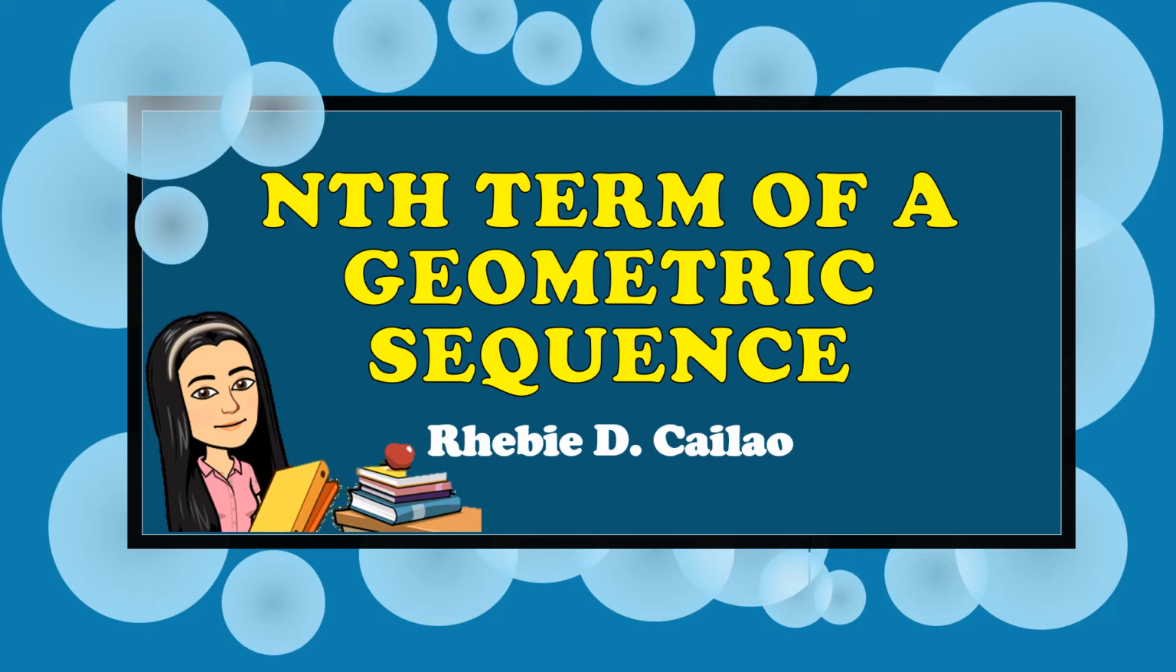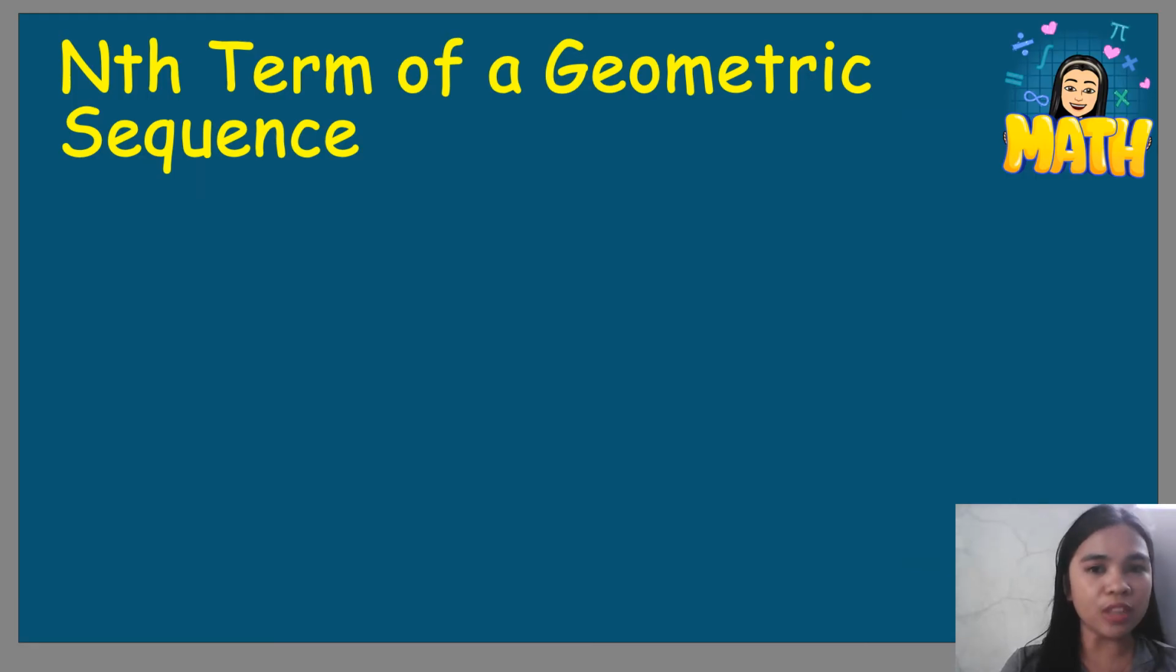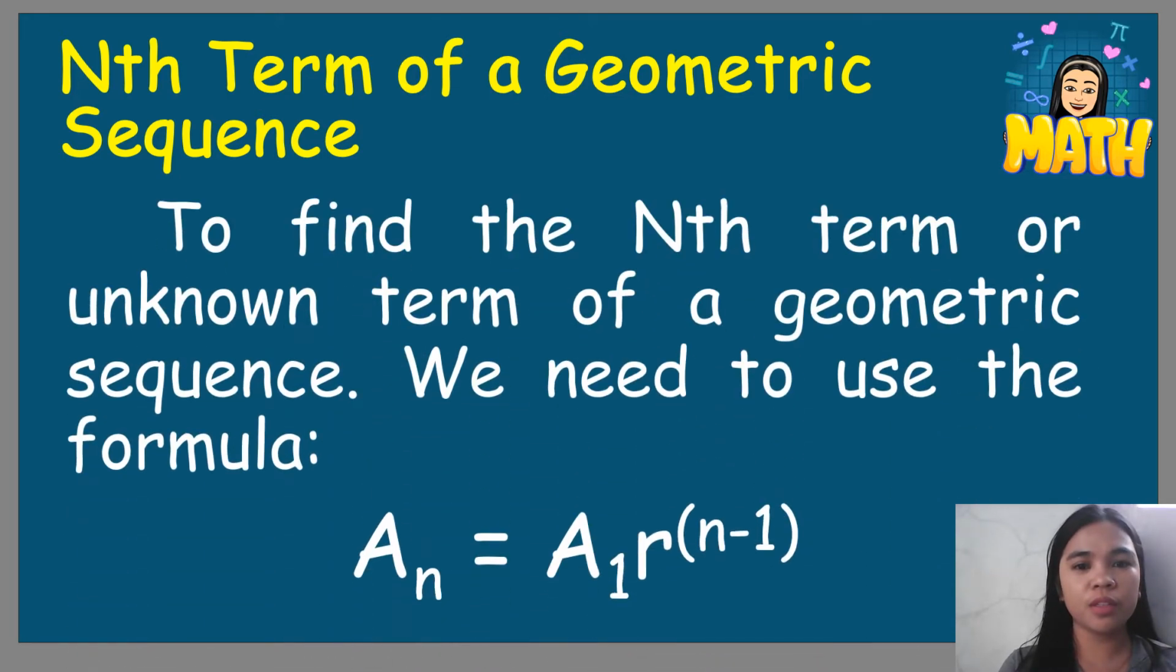Ngayon naman ituturo ko sa inyo kung paano kuhanin yung end term ng isang geometric sequence. Sa pagkuha ng end term ng isang geometric sequence, pwede natin gamitin itong formula na ito. So, a sub n is equal to a sub 1 times r raised to n minus 1. Kung saan yung a sub n is yung ating unknown term at yung a sub 1 naman is yung ating first term and yung r is the common ratio, while yung ating n sa may exponent, yan yung posisyon ng terms na hinahanap sa atin.